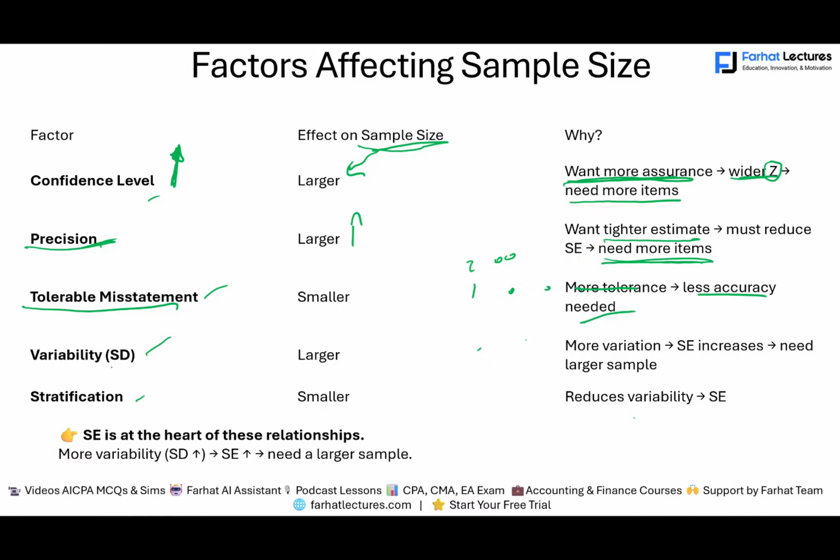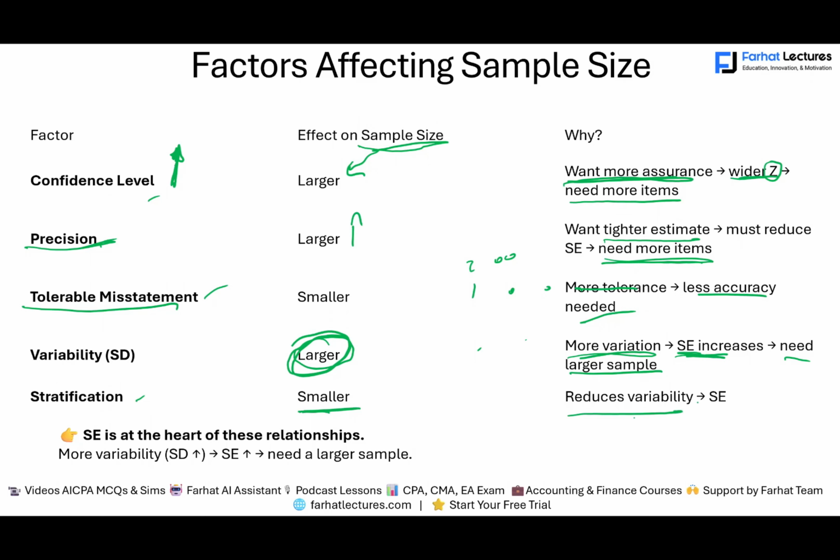Variability, which is measured as standard deviation. The larger the variability, the more variation, SE will go up, you need more work, a larger sample. Stratification. How does the stratification work? If you stratify, you need a smaller sample size.